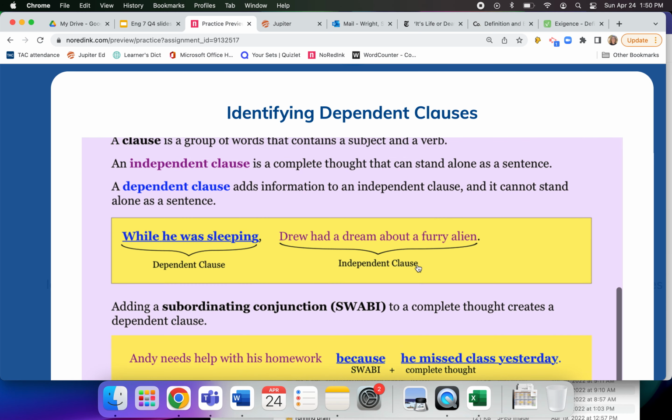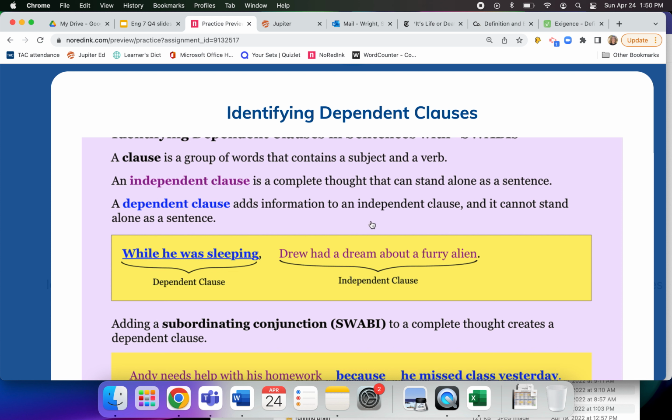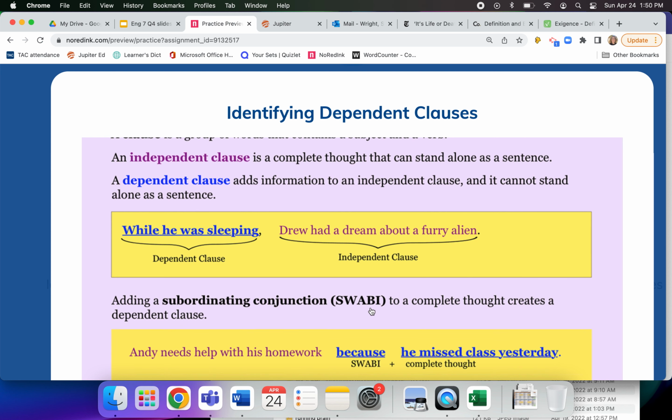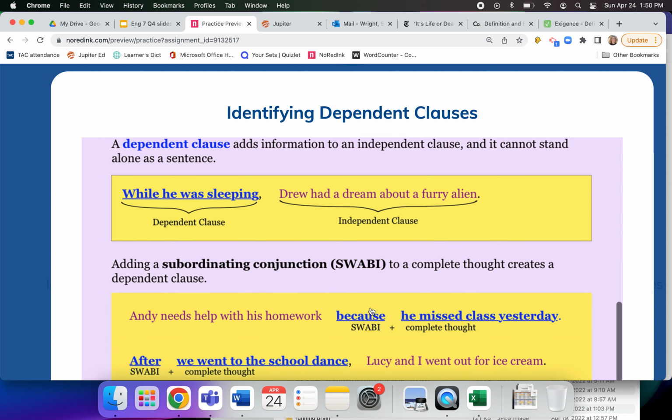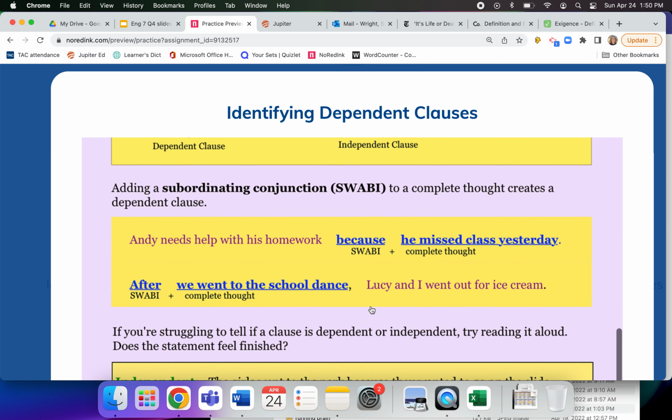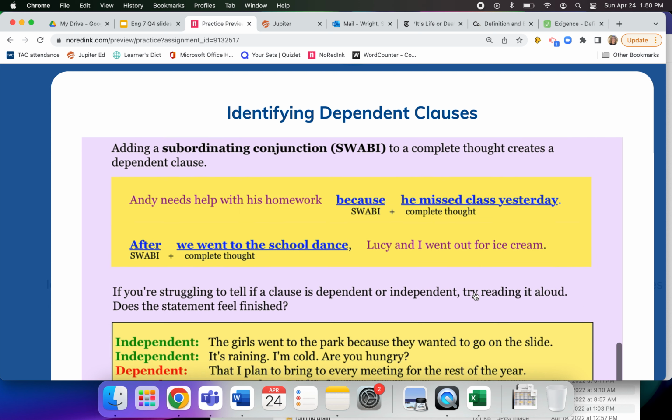Again, it's just telling you to listen for it. So a dependent clause is almost like a complete thought, but because of, say, a subordinating conjunction, that's what makes it dependent on some more information. That's what makes this sentence more complex, not just compound, because one of these thoughts relies on information that comes from an additional thought. Like after we went to the school dance, Lucy and I went out for ice cream, okay?